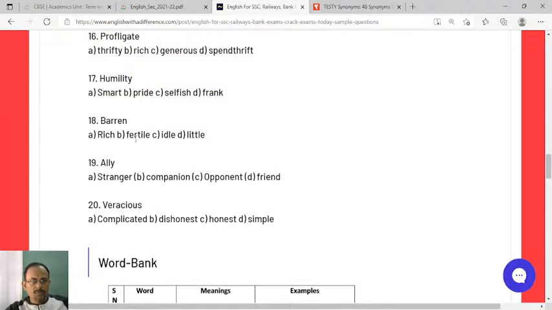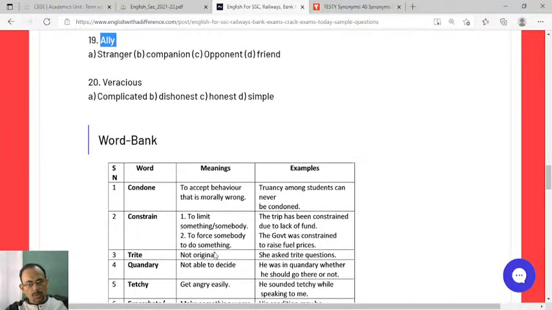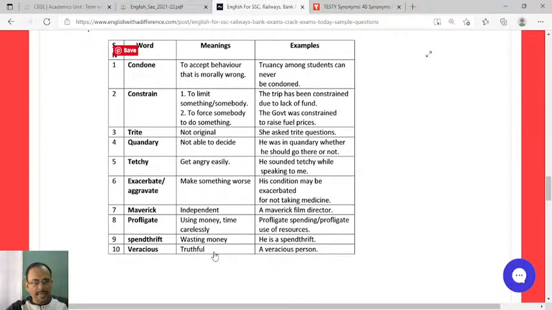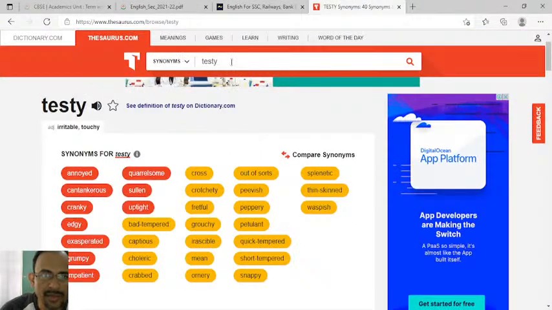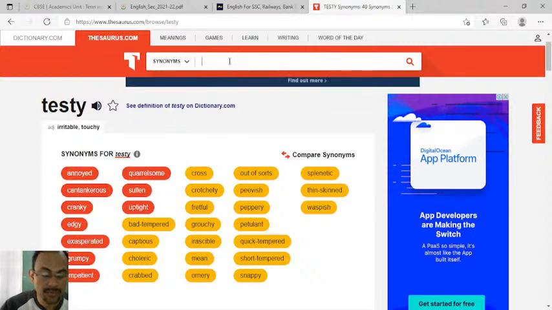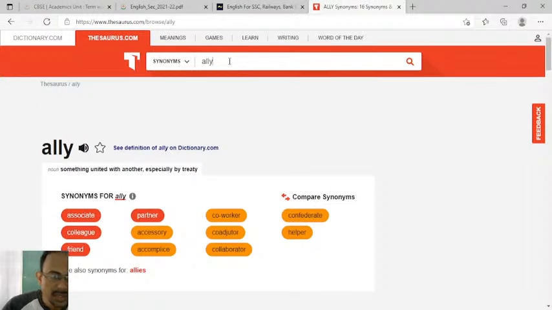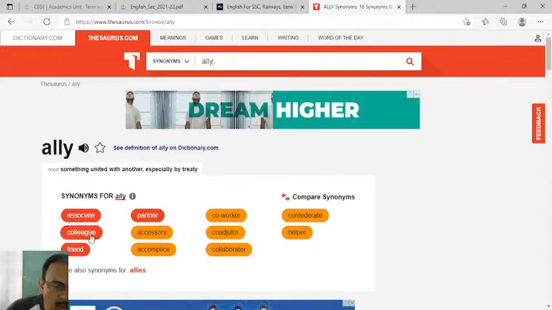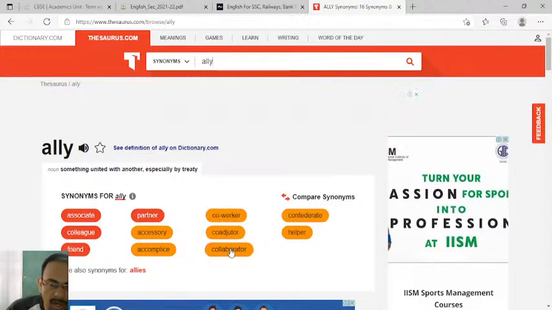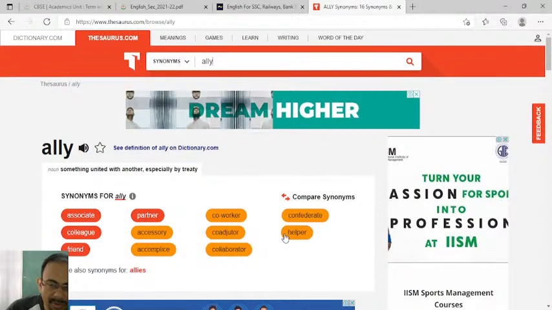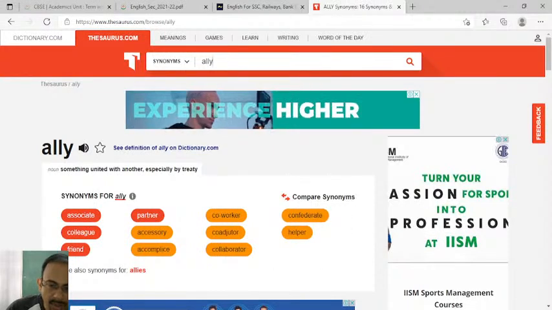Next, ally. Do you know the meaning of ally, A-double-L-Y? Let's find out the meaning from here. Ally means associate, colleague, friend, partner, co-worker, collaborator, helper, confederate, right?